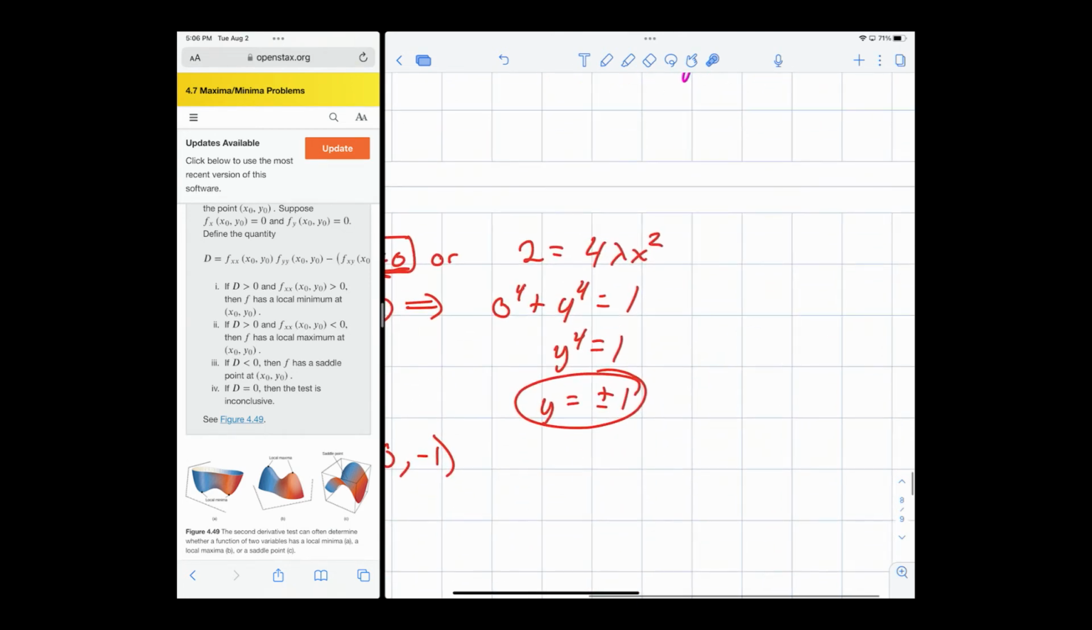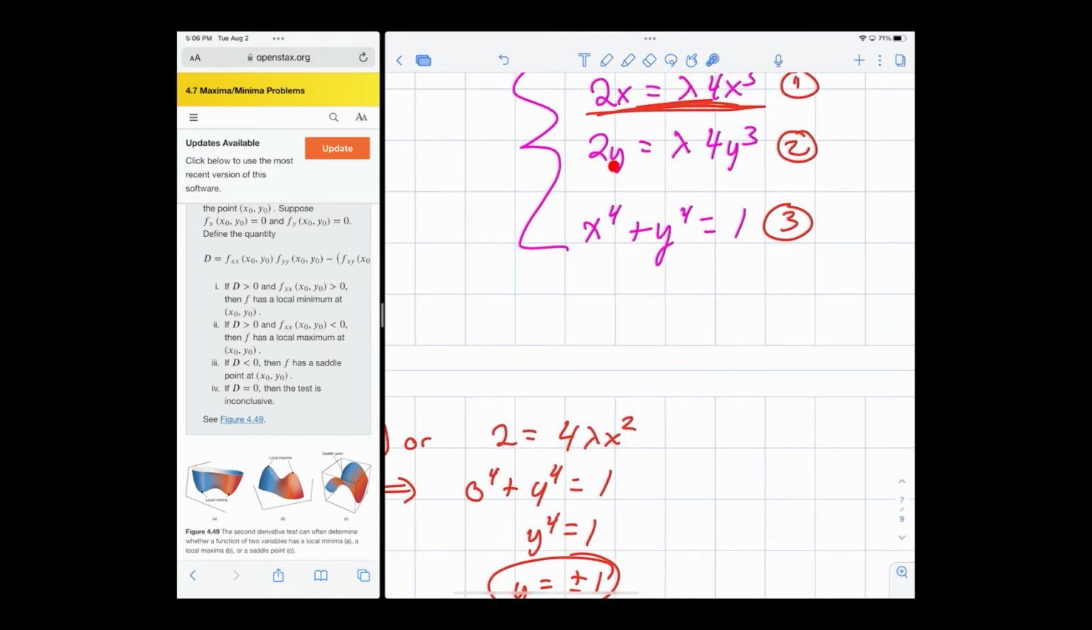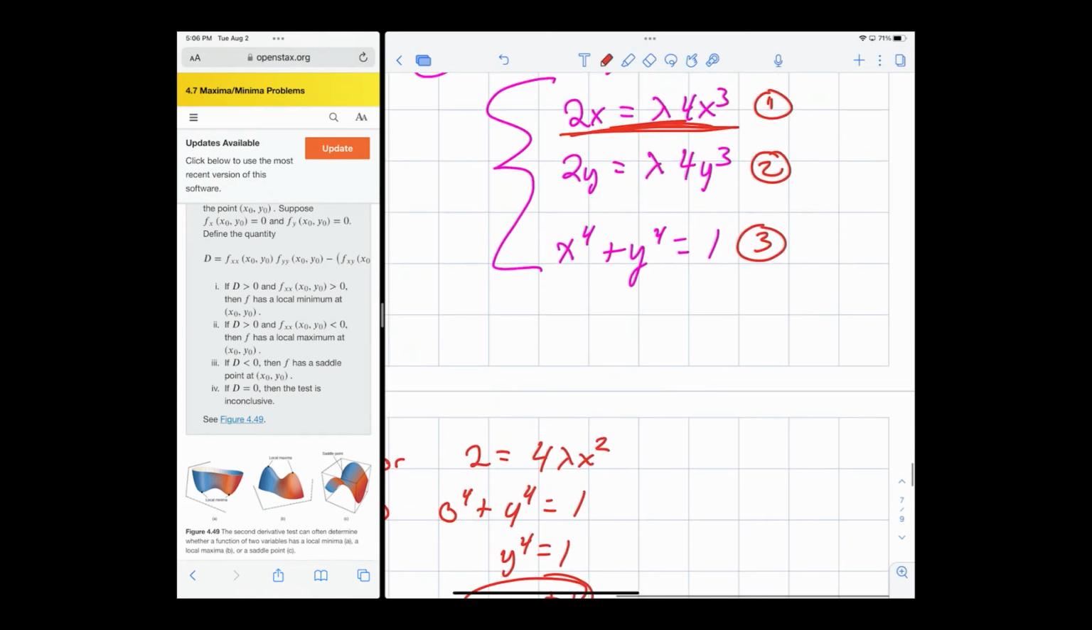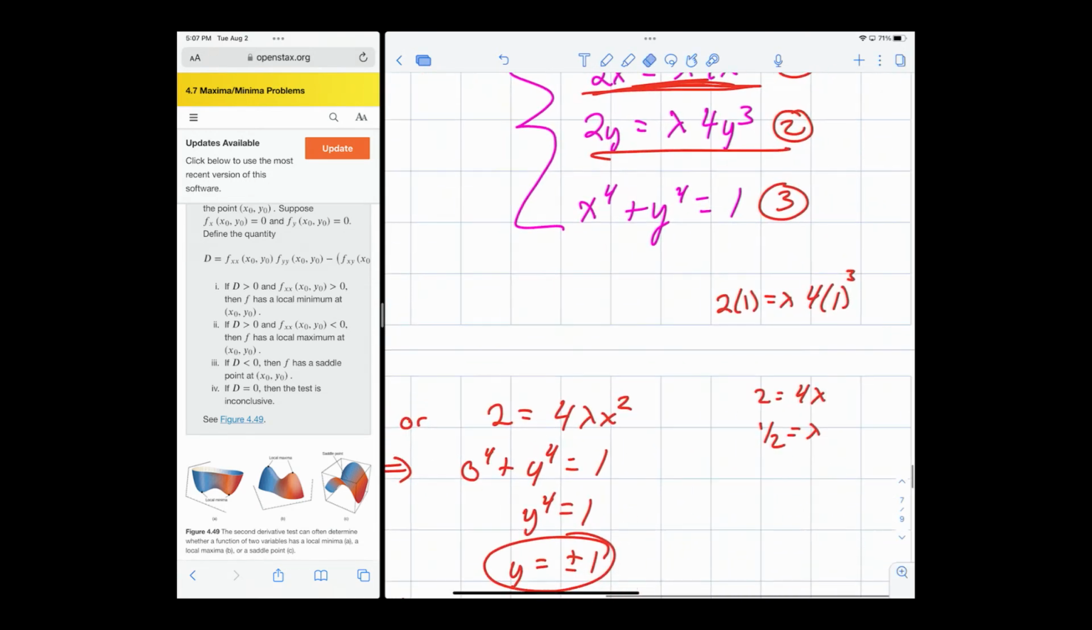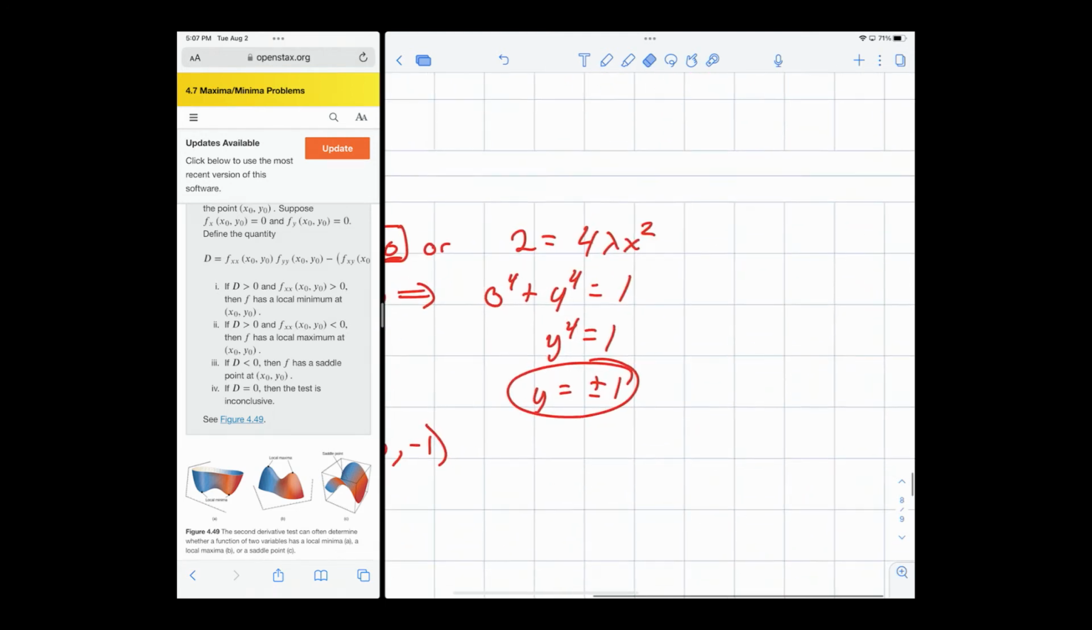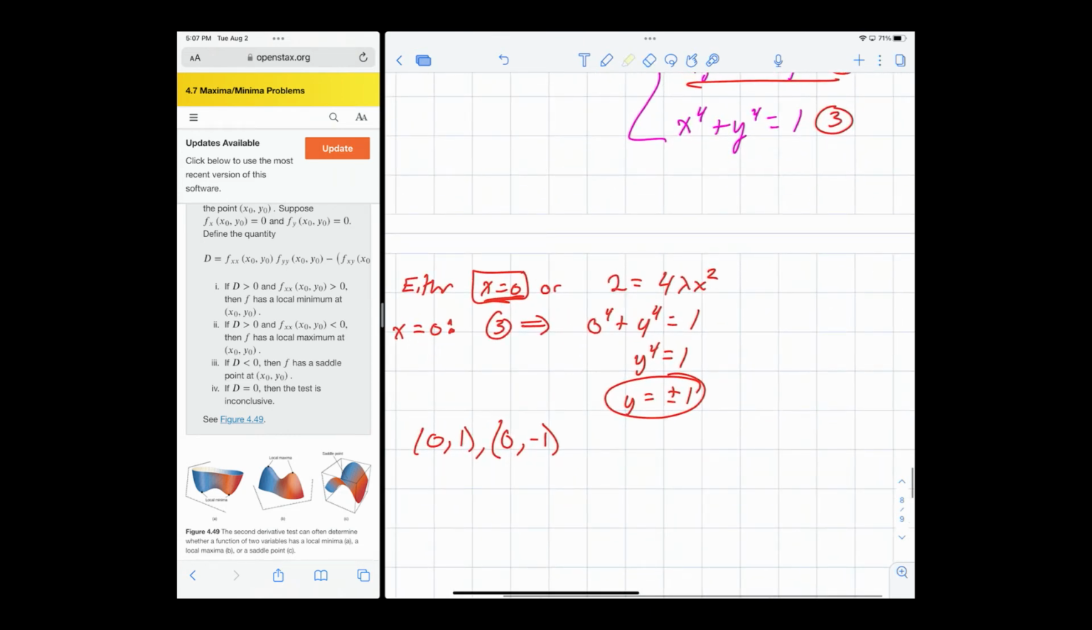You can put in y equals 1, for example, into this equation and have 2 times 1 equals lambda 4 times 1 cubed. So you have 2 equals 4 lambda, so lambda is a half. But who cares that lambda is a half? We don't need to know the lambda value for anything. So I don't even care about this work that I just did. That's why I'm just taking these two values.